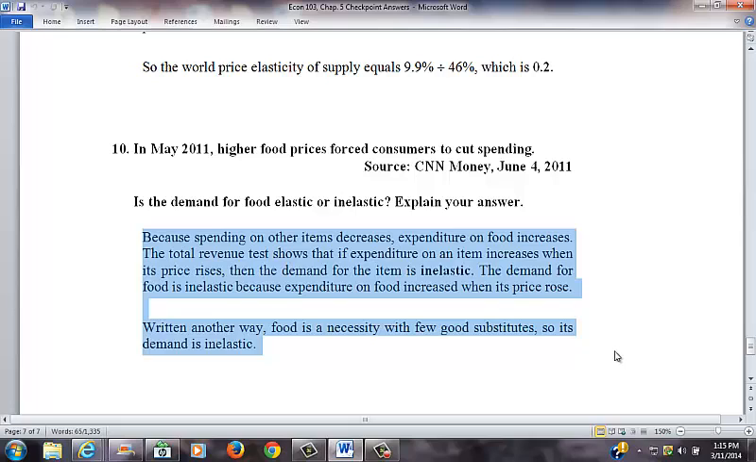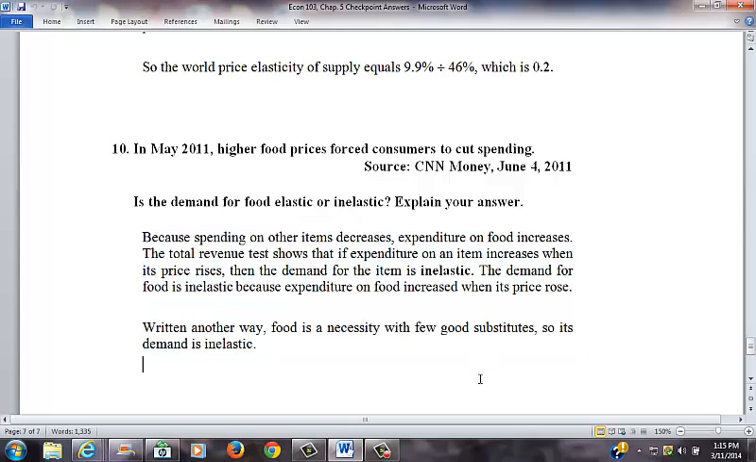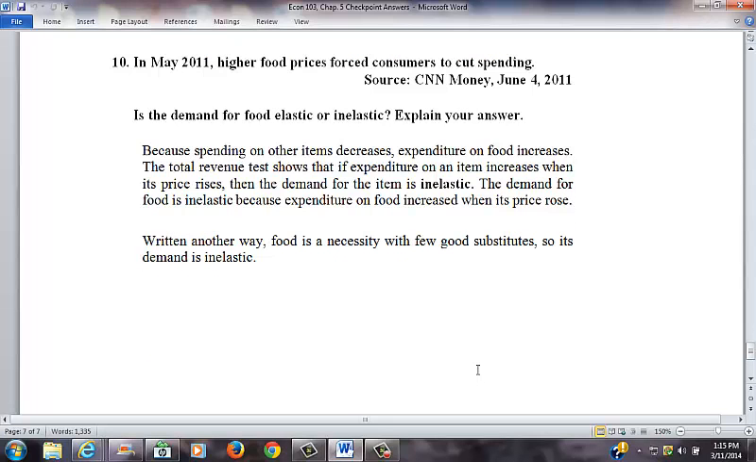And this question might cause some questions, such as there are food substitutes, such as switching fruit in terms of apples versus oranges, or meat versus fish or tofu. But the fact is, if the price for food as a whole increased, people still have to buy food because people still have to eat. So demand is inelastic. And that is the last question.